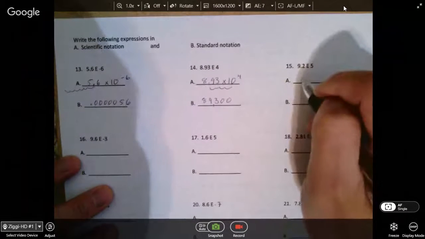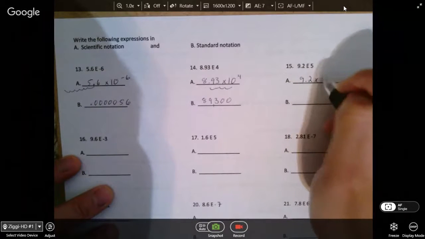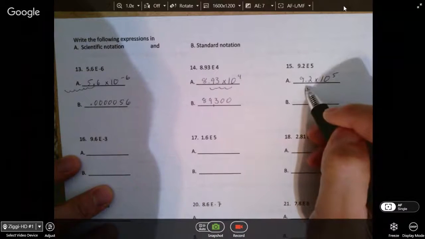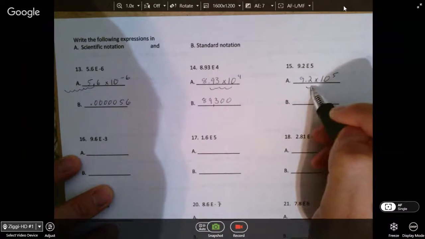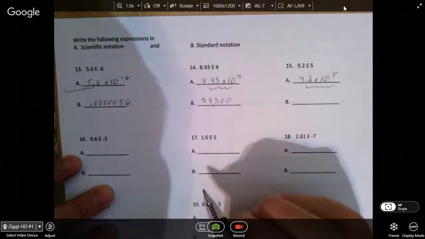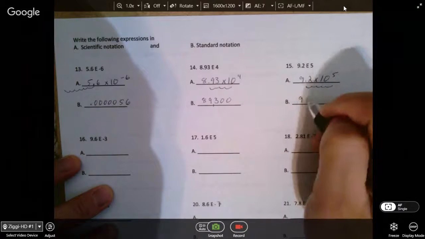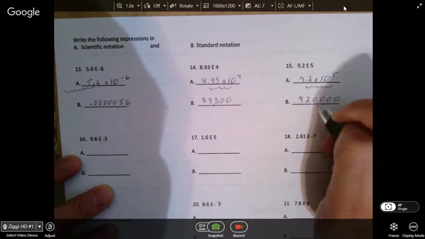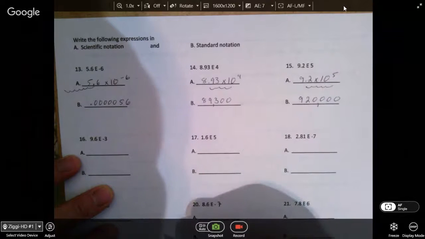9.2E5 just means 9.2 times 10 to the 5th power. Standard notation, let's move it to the right, since it's a positive, to the right 5 times. 1, 2, 3, 4, 5. So that means we'll have 1, 2, 3, 4 zeros after the 2. 9, 2, and then 1, 2, 3, 4 zeros. So 920,000.